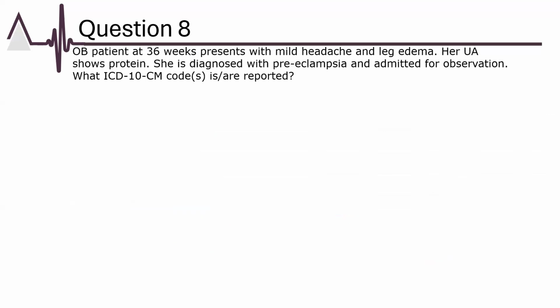Question 8. An OB patient at 36 weeks presents with mild headache and leg edema. Her UA shows protein. She is diagnosed with preeclampsia and admitted for observation. What ICD-10-CM codes are reported? OB codes are located in Chapter 15. Coding guidelines state that Chapter 15 codes have sequencing priority over codes from other chapters.